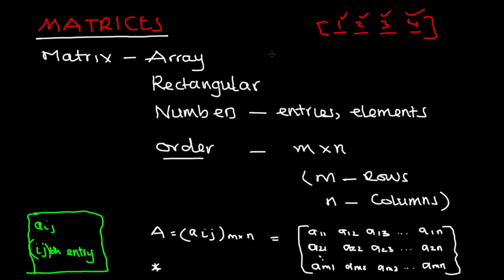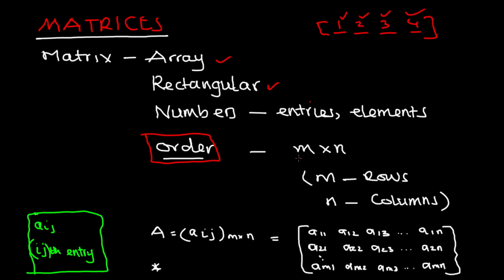So a matrix, you should just know that it's an array. An array can contain different numbers, different elements. We also need to understand that a matrix has to be rectangular, okay? Then we also need to understand that, like I said, it may contain numbers, and these could be entries, any type of entries, or elements. Then another important factor is that matrices have got a specific order.